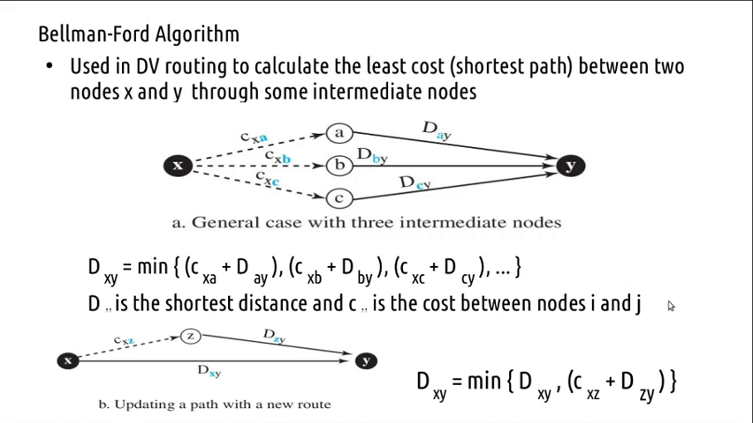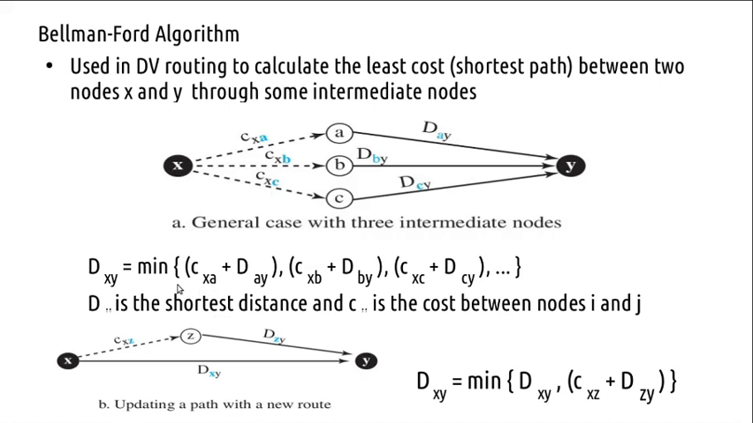So this is the sum of c_xa and d_ay. This path is c_xb and d_by, and this is c_xc and d_cy. So this is the cost, and this is the shortest distance. D_ij is the shortest distance, and C_ij is the cost between nodes. So this is the minimal path. Through an intermediate node, you are calculating the path between these two.